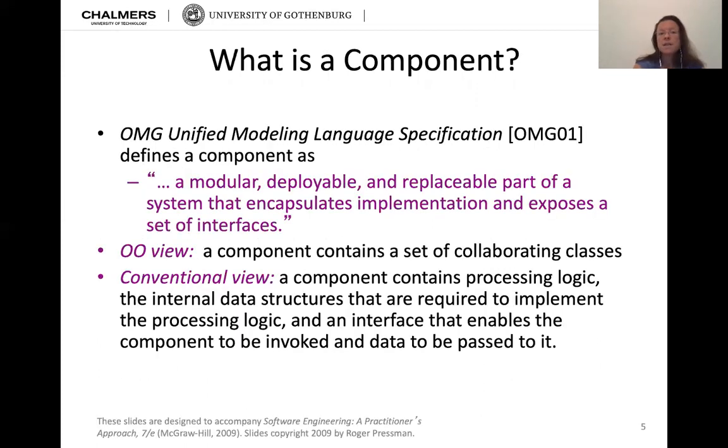According to the OMG Object Management Group, Unified Modeling Language Specification, a component is defined as a modular, deployable, and replaceable part of a system that encapsulates implementation and exposes a set of interfaces. In the object-oriented view, a component contains a set of collaborating classes. And in a conventional view, a component contains processing logic, the internal data structures that are required to implement the processing logic, and an interface that enables the component to be invoked and data to be passed on to it.